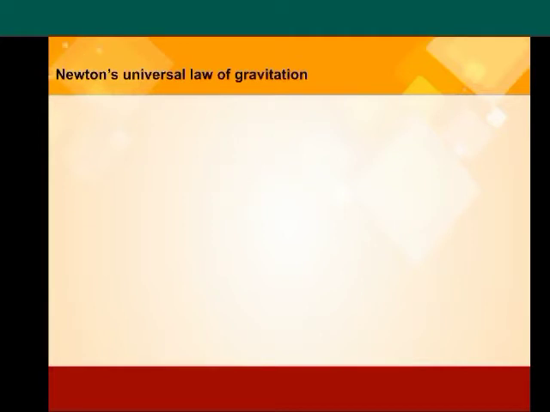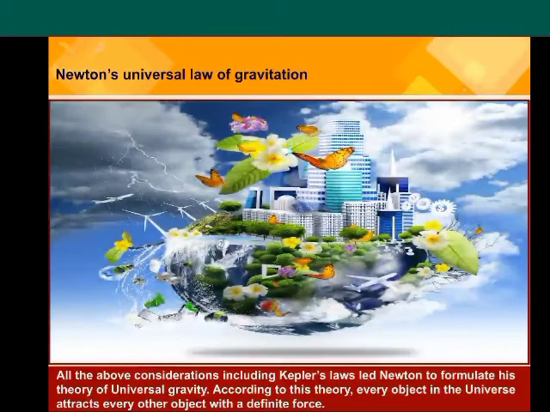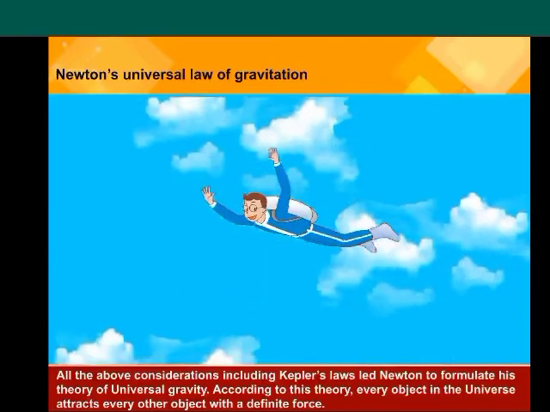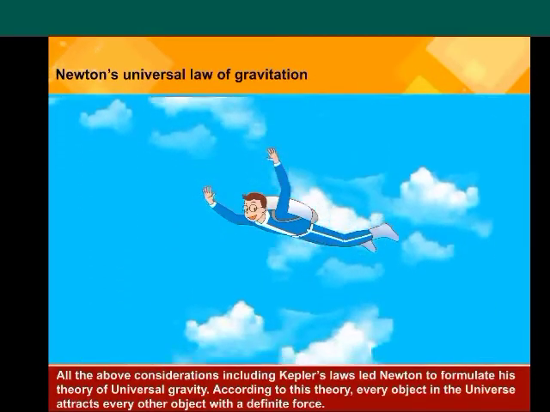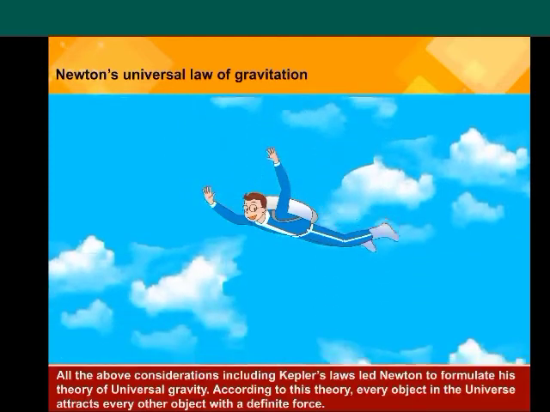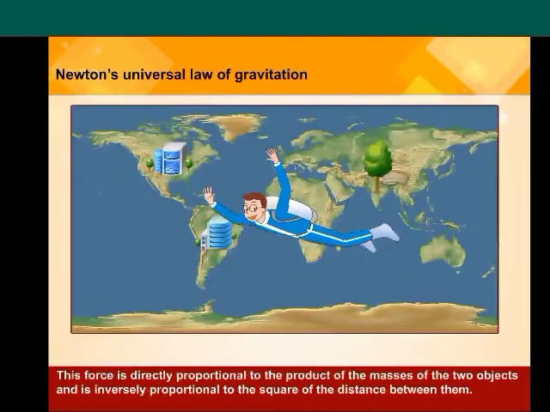Newton's universal law of gravitation. All the above considerations, including Kepler's laws, led Newton to formulate his theory of universal gravitation. According to this theory, every object in the universe attracts every other object with a definite force. This force is directly proportional to the product of the masses of the two objects and is inversely proportional to the square of the distance between them.